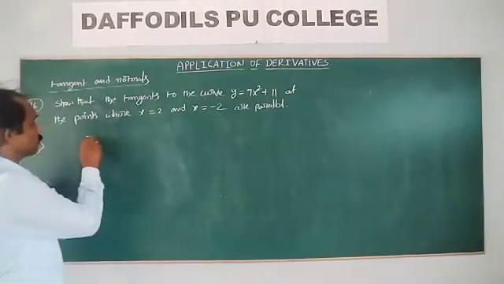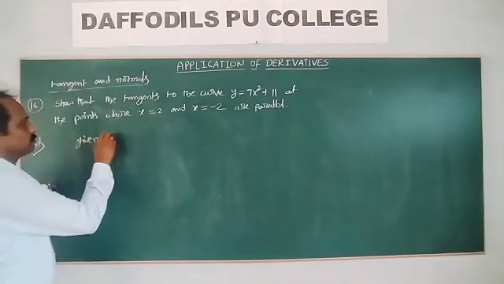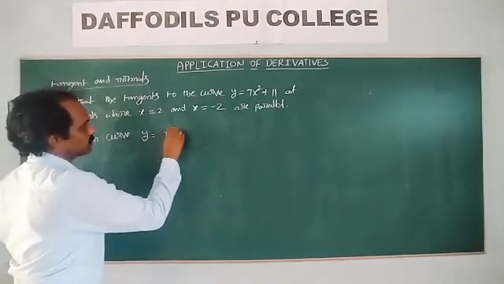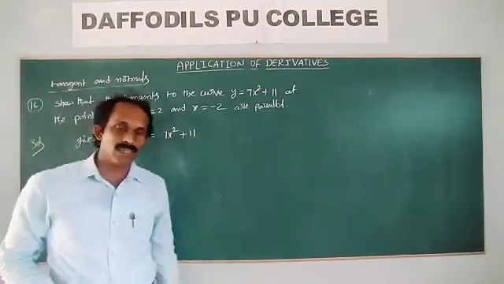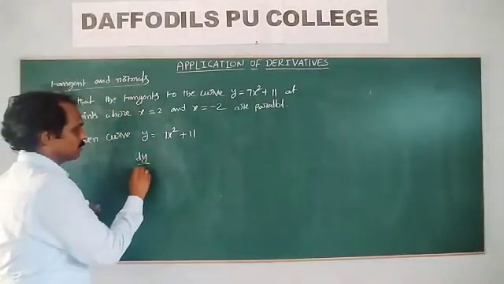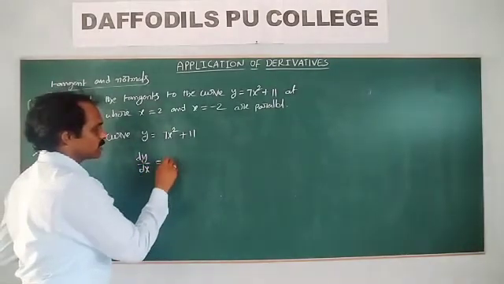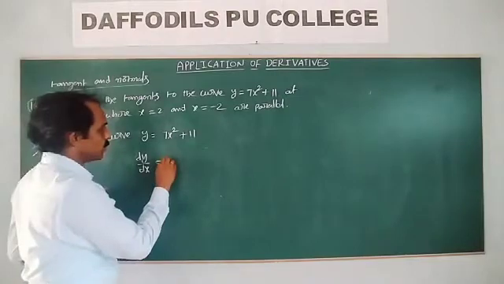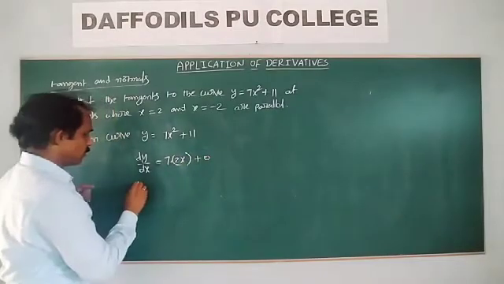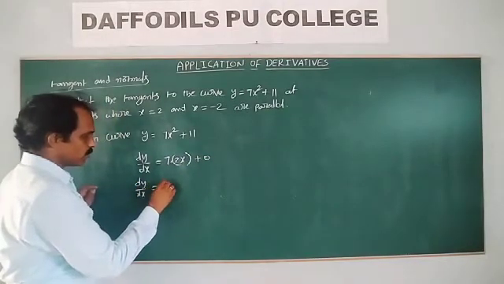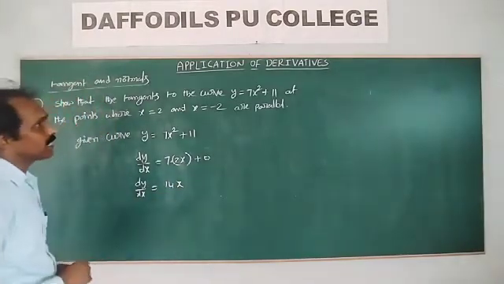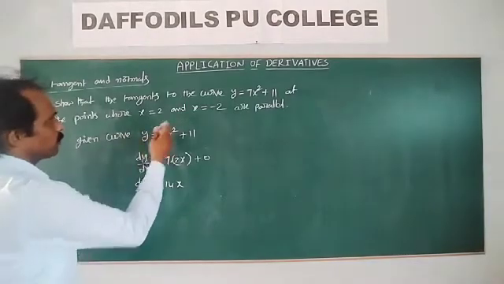First of all, take the given curve y is equal to 7x square plus 11. Slope of the tangent is dy by dx. Differentiate with respect to x. dy by dx is equal to 7 constant, x square derivative 2x, so 7 into 2x, plus 11 derivative 0. Therefore, dy by dx is equal to 14x.